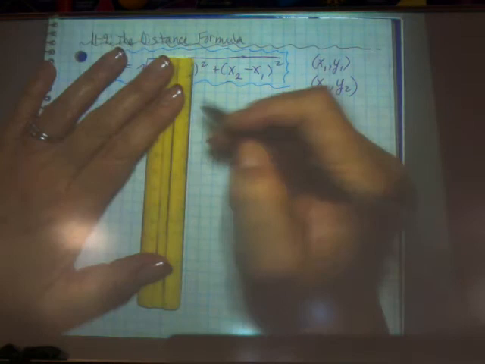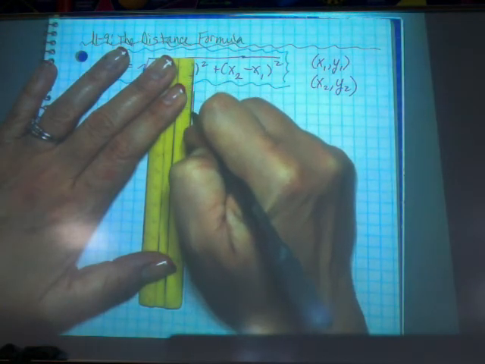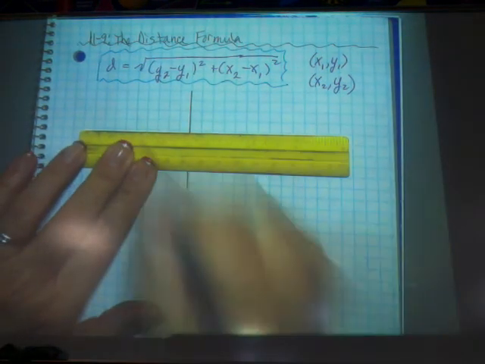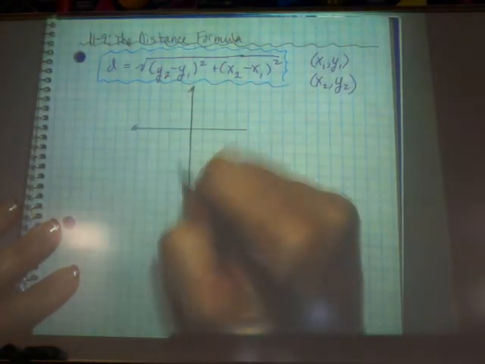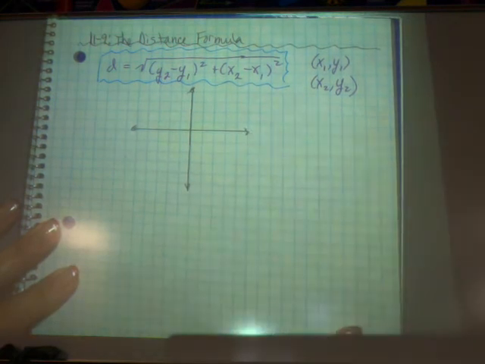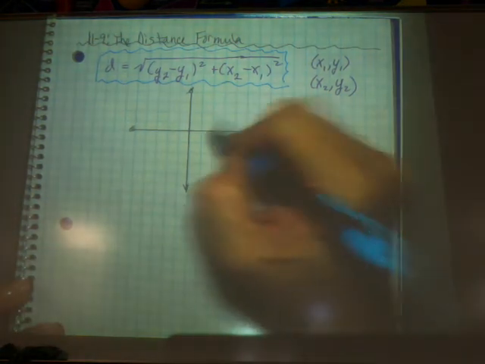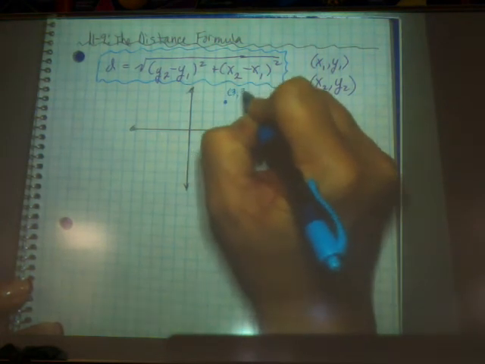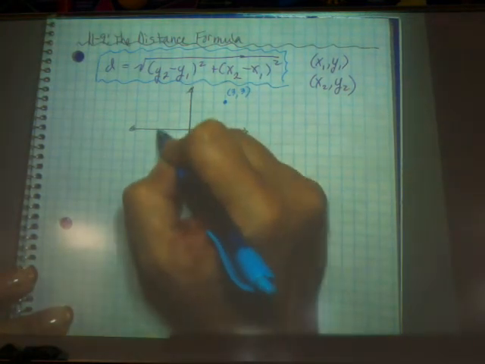All right, so go ahead and draw in a coordinate grid and make it about a 5 by 5 or a 4 by 4. We'll go with 4. And I want you to plot the following points. I want you to plot 3, 3. And I want you to plot the point negative 3, negative 2.